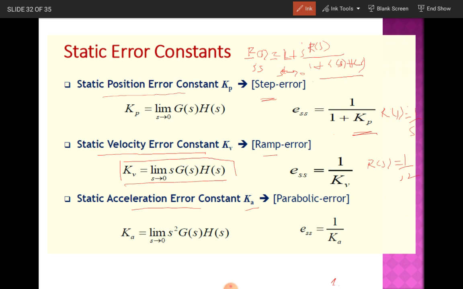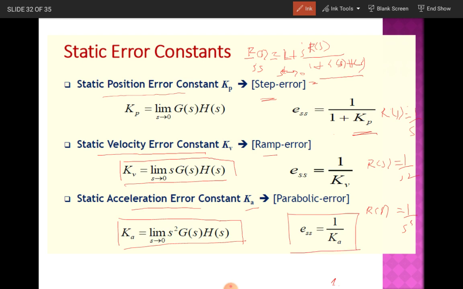The third case is the acceleration error, for which R of s is equal to 1 by s cube. So we get s into 1 by s cube, which is 1 by s square. So 1 divided by s square plus s square into G of s H of s. As s tends to 0, this becomes 0. So we get s square into G of s H of s, which is taken as Ka. Substituting in this, we get ESS equal to 1 by Ka.